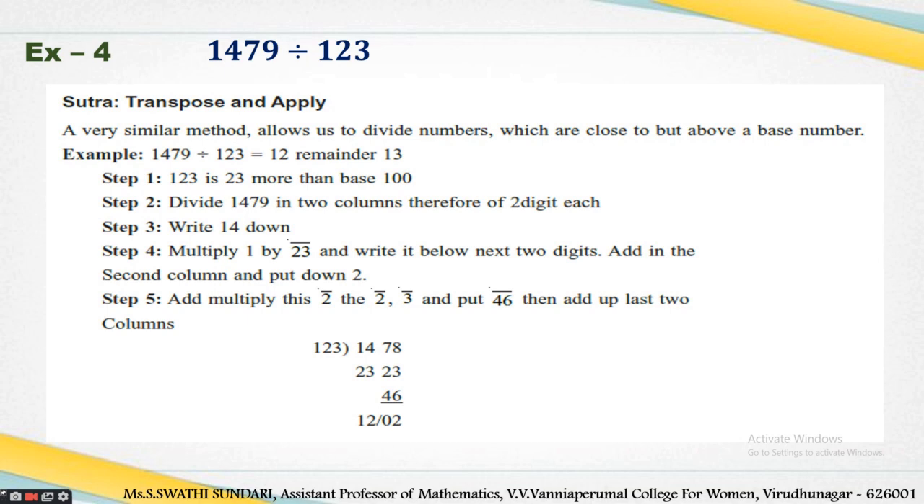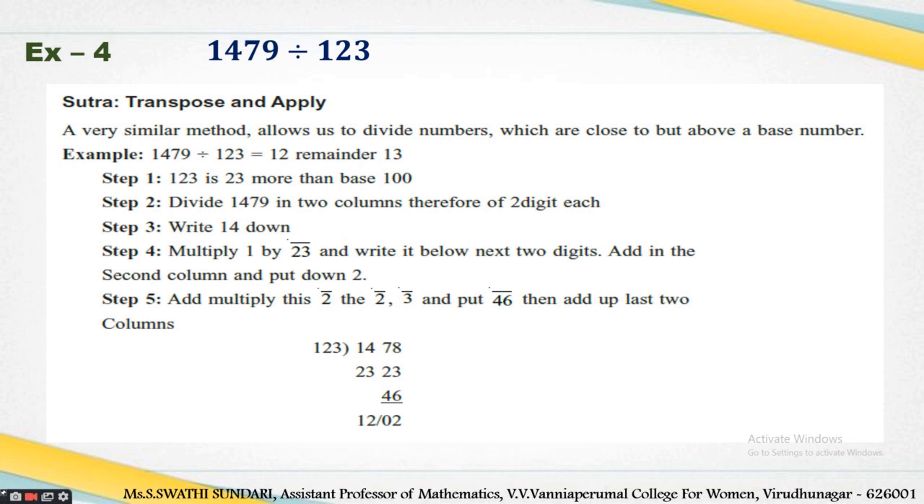Now we're going to solve another example, where the divisor is above the base number. The example is 1479 divided by 123. Here the divisor 123 is above the base 100. In step 1, 123 is 23 more than the base 100, and in step 2 we divide 1479 into two columns, so we get 2 digits each.